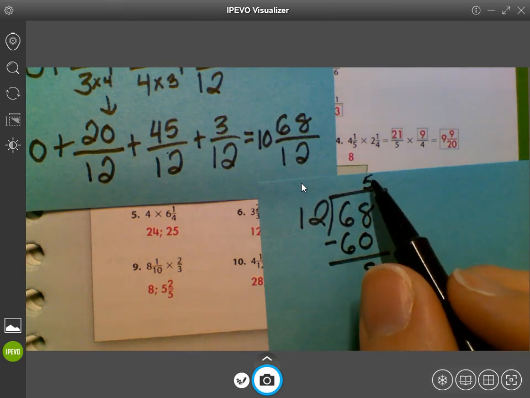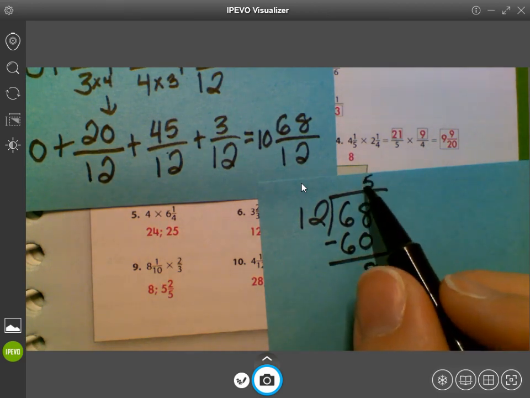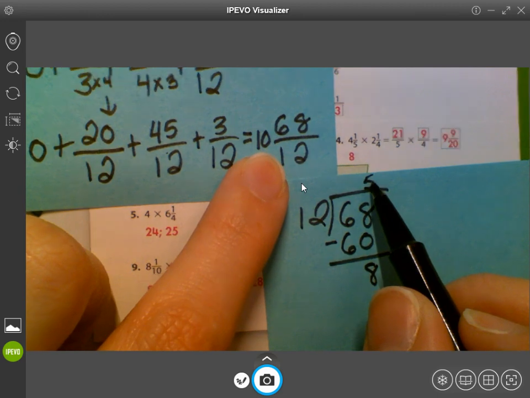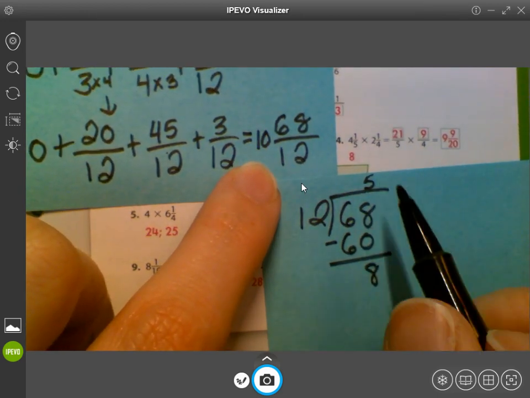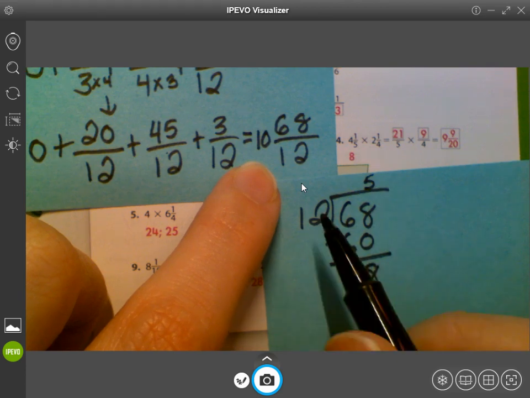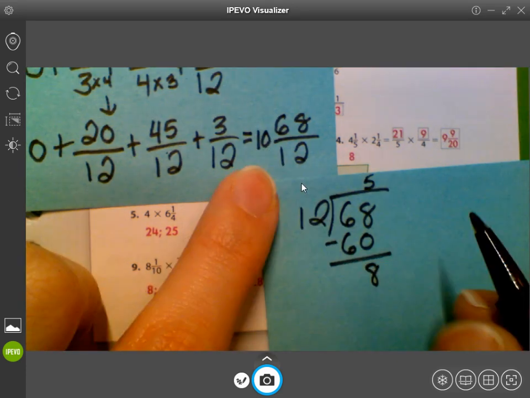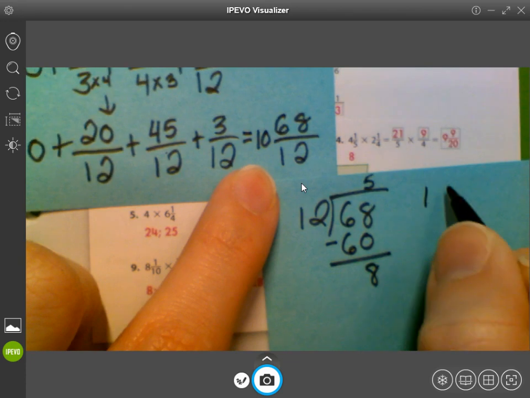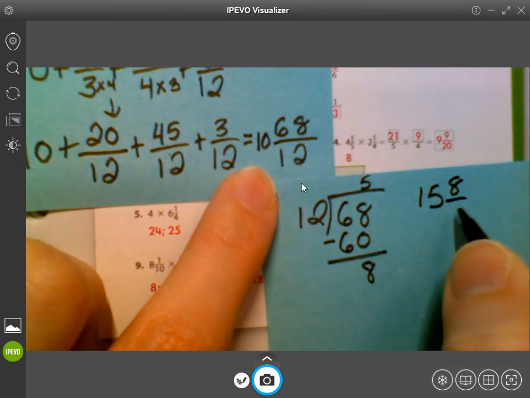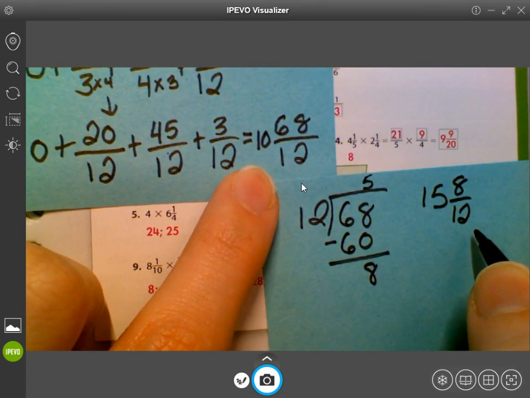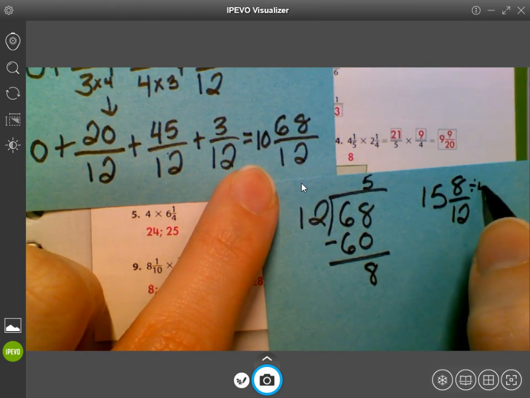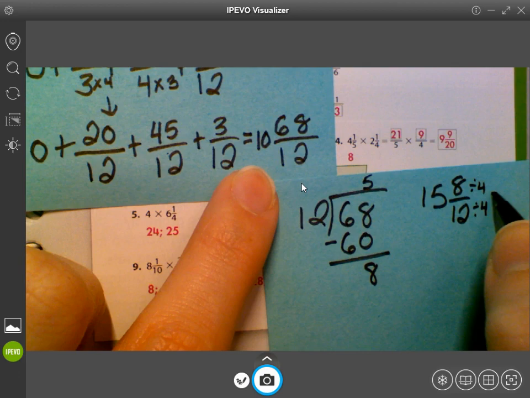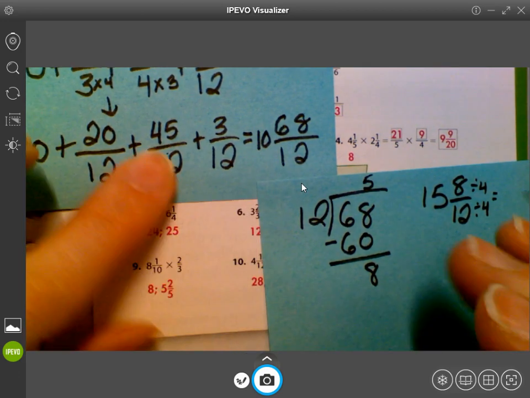So I have this 5 here. That's how many times it goes in. What I would want to do is add that on to my 10. Because if we just wrote this as a mixed number, it would be 5 and 8/12. So I need to add that 5 onto the 10. So that would be 15 and 8/12ths. But can I simplify 8/12ths? Yeah, I can divide it by 4. That gets me 2/3.